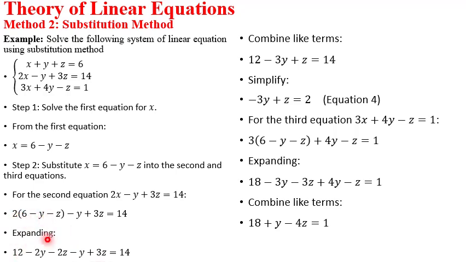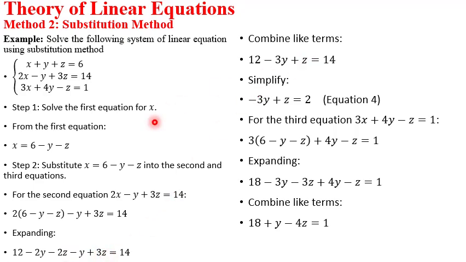2 multiplied by minus y will give us minus 2y. And 2 multiplied by minus z will give us minus 2z. So we then continue and collect like terms. So collecting like terms shows that minus 2y minus y will give us minus 3y. Then minus 2z plus 3z will give us z.